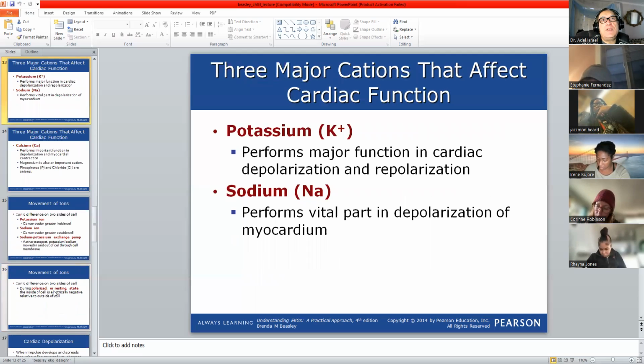Let us have examples of cations which play an important job in our body. Potassium. What's the symbol of potassium? It is K. And you notice it has a plus sign. This means it is a cation. And this cation, potassium, is very important for relaxation. And the word relaxation is very important.